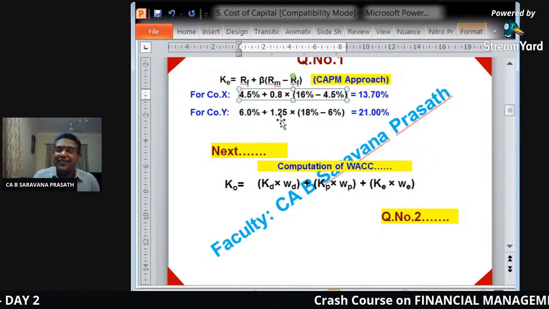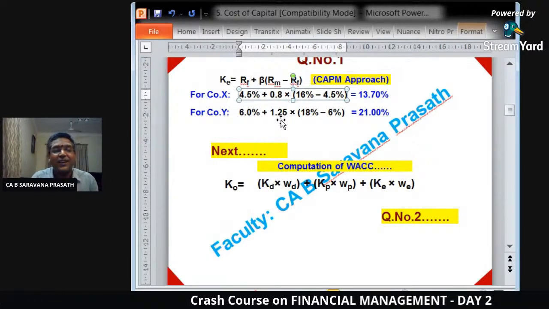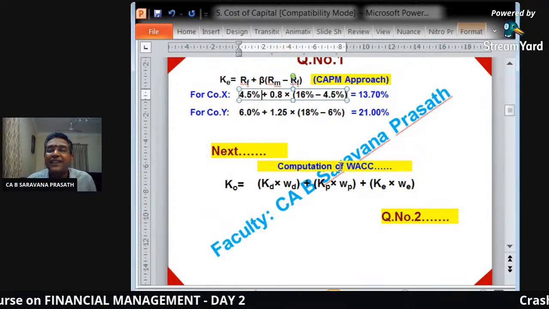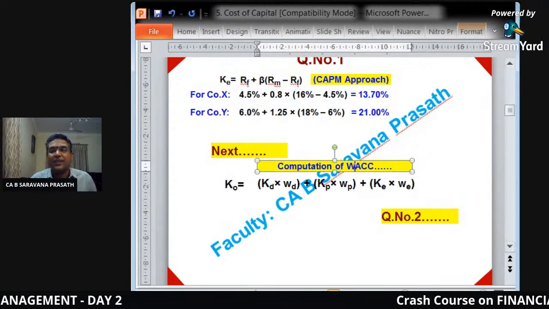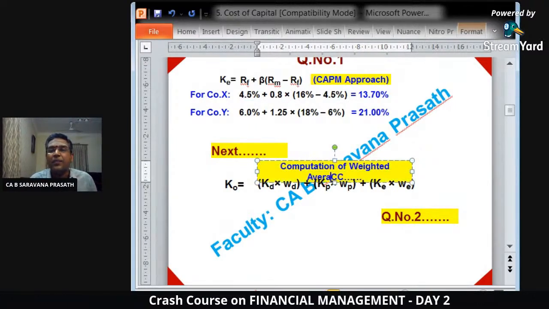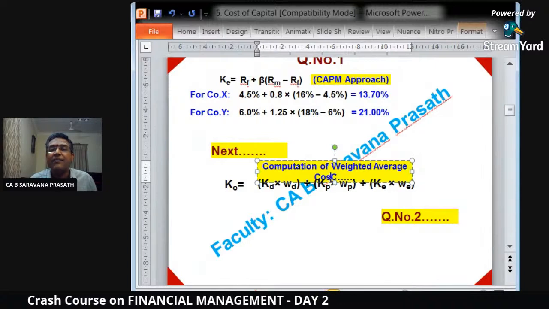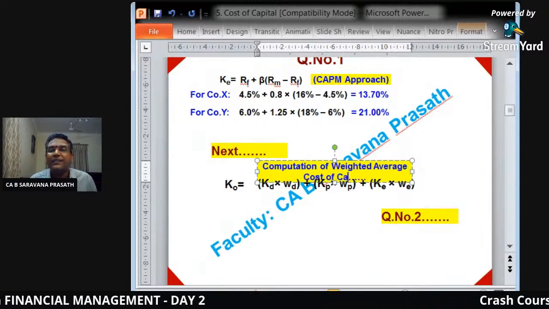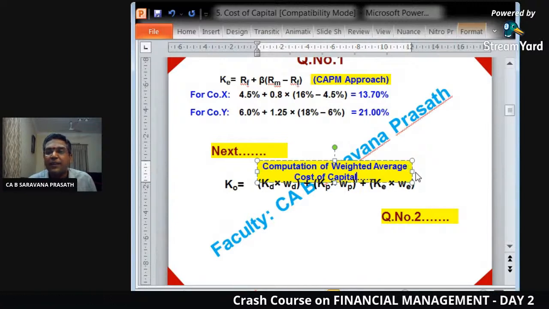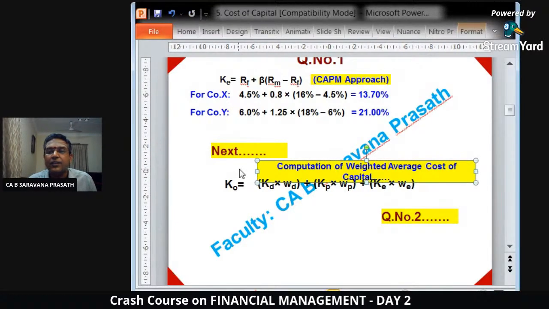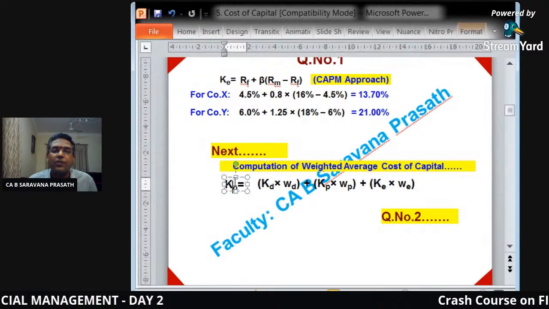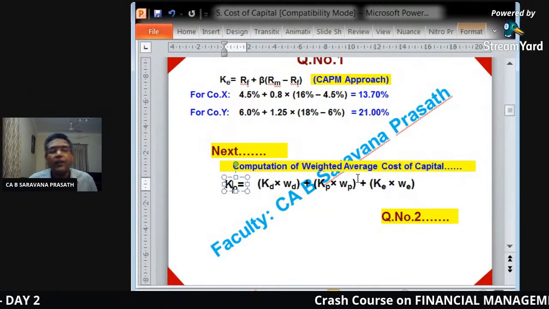Our next area of learning is the concept of cost of capital, overall cost of capital, referred to as weighted average cost of capital. I repeat, it is called weighted average cost of capital, very popularly abbreviated as WACC. So, weighted average cost of capital (WACC) is also nothing but equivalent to KO, overall cost of capital. How to compute the overall cost of capital?